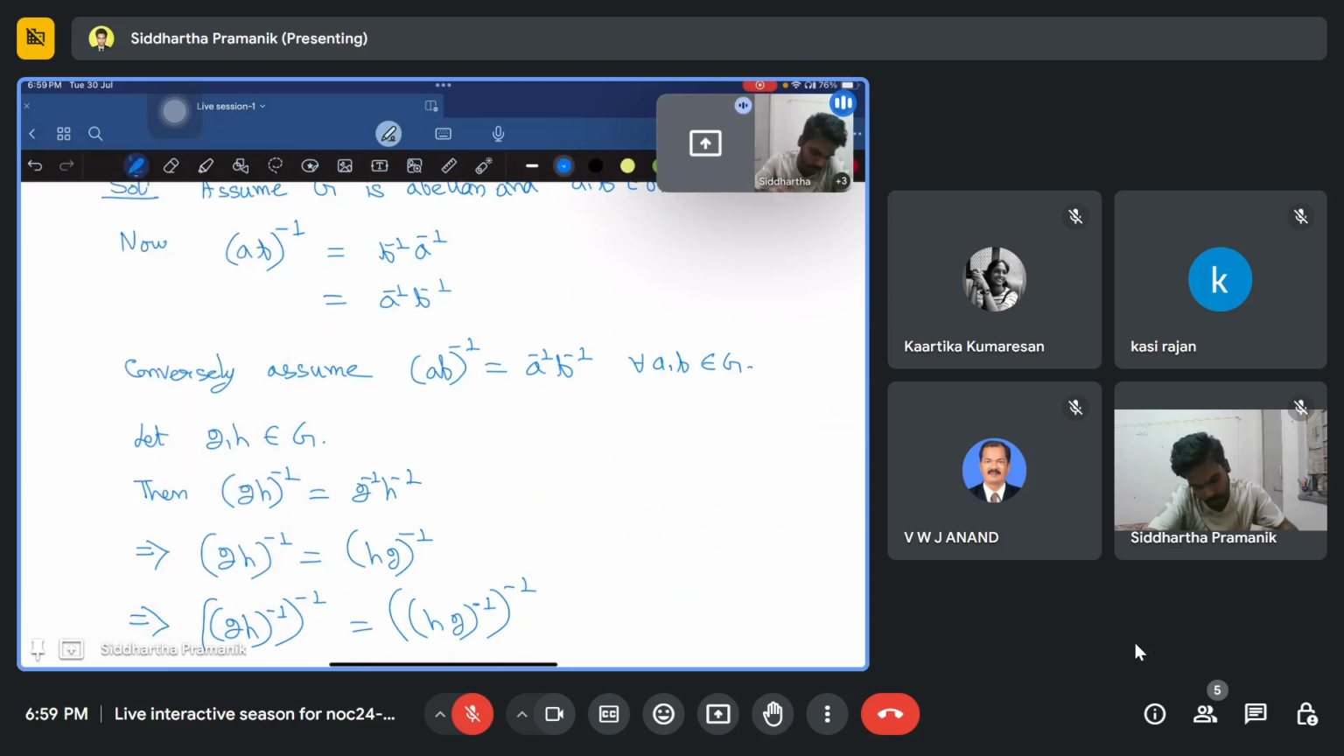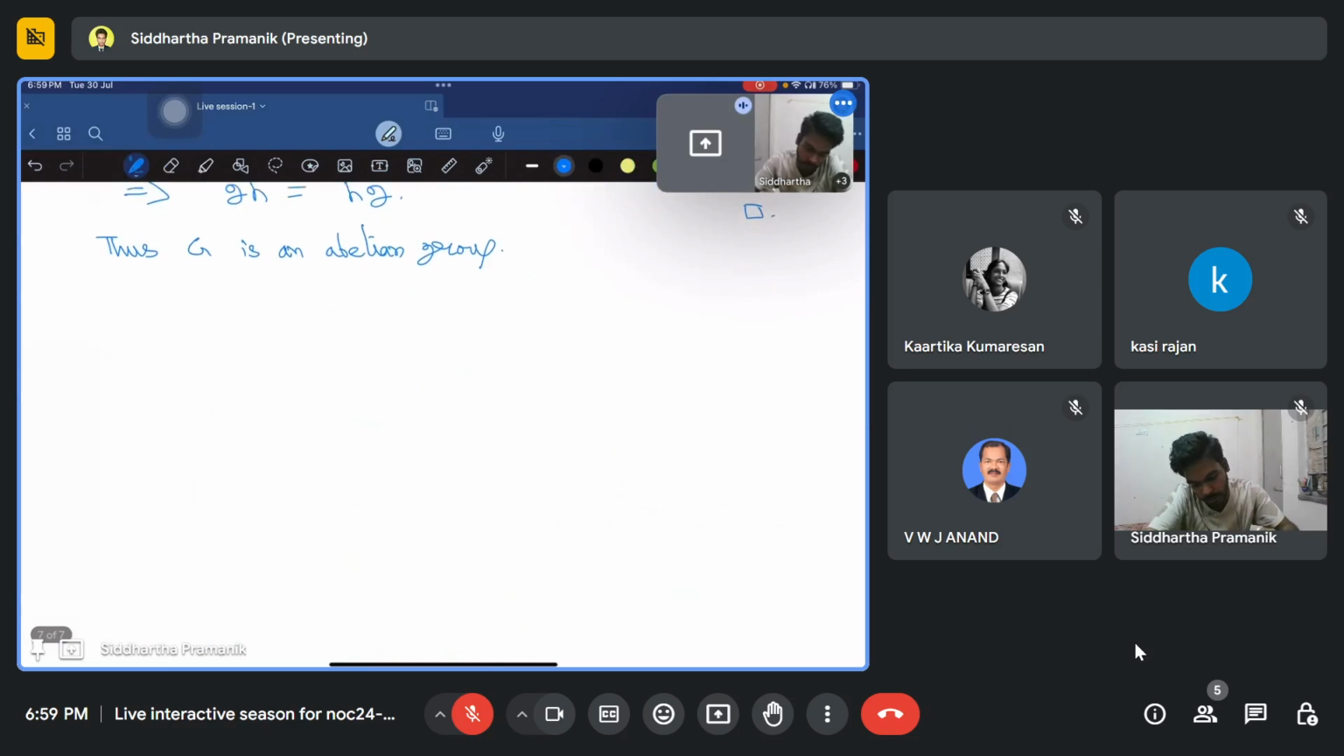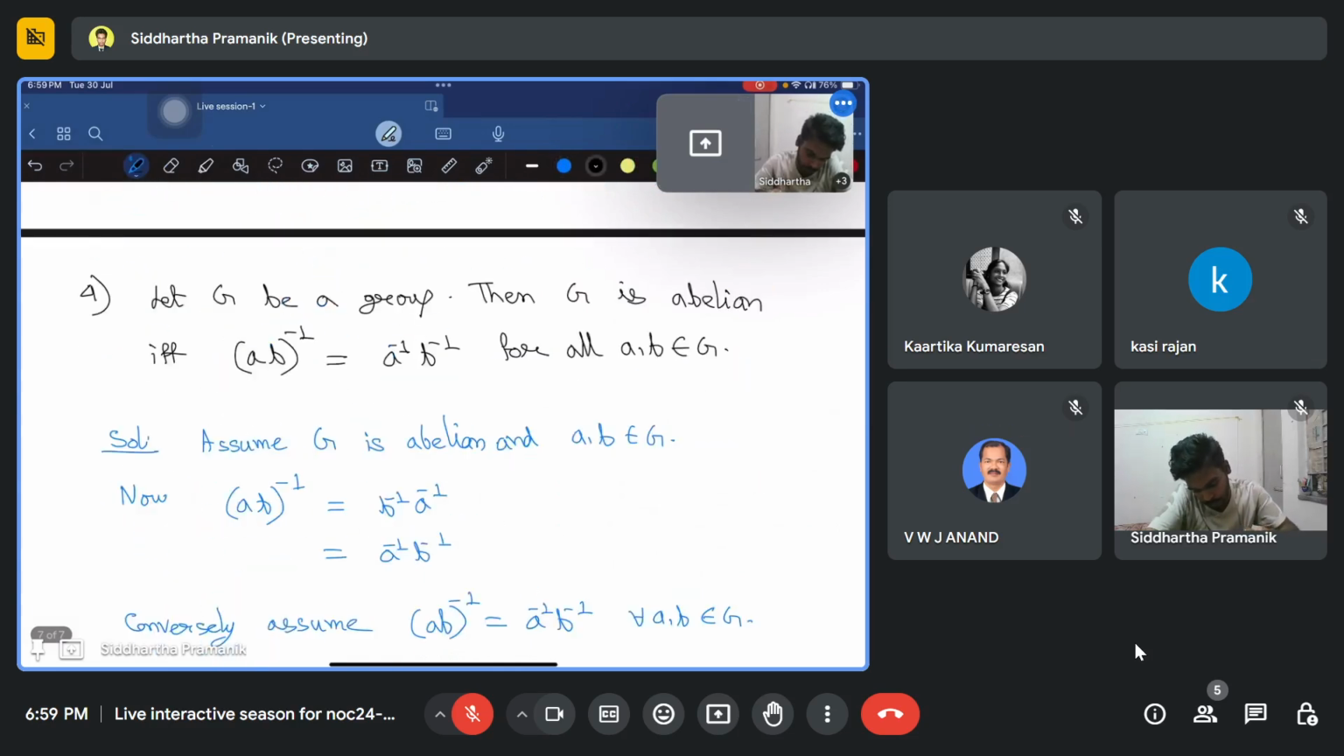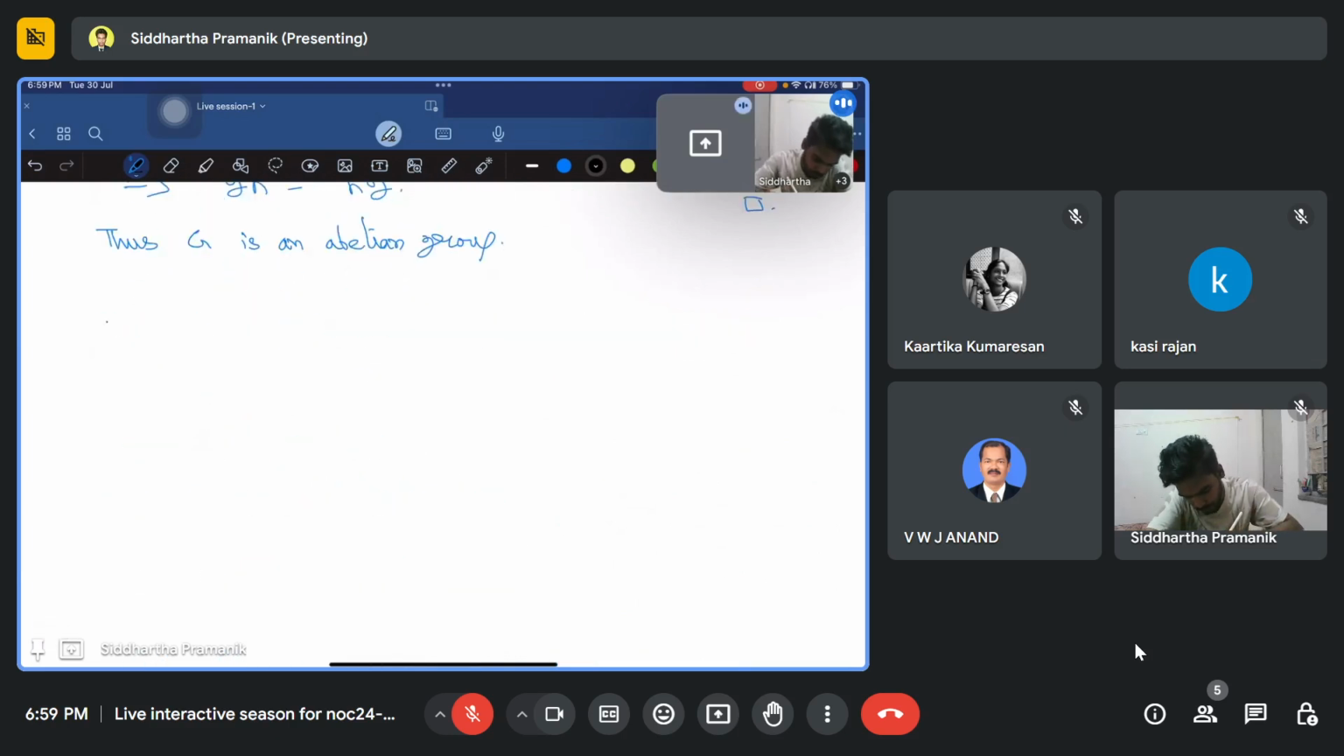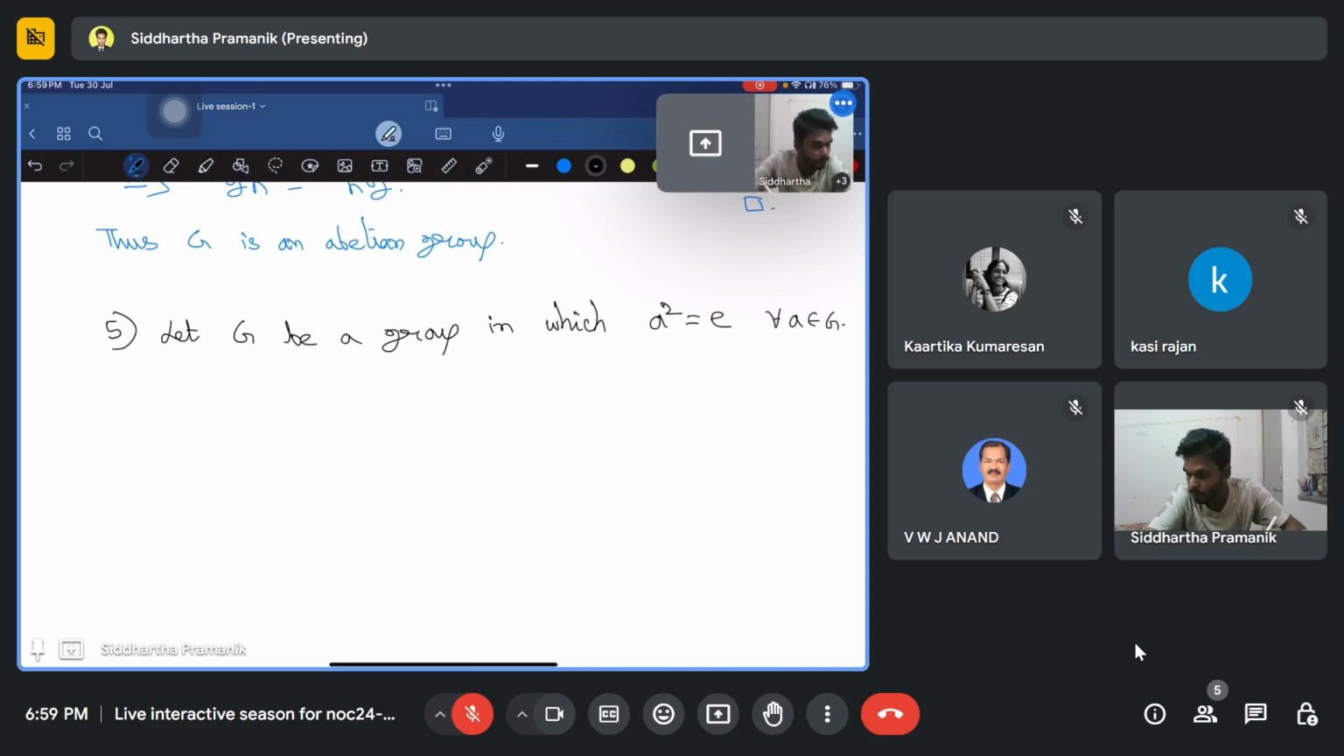Okay, let's do some more characterizations of abelian groups. So problem number 5. Let G be a group in which the square of every element is identity. We need to prove G is abelian.